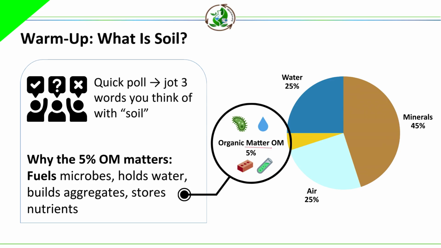Even though organic matter, or OM, is only about 5% of soil by volume, it's the energy and glue that keeps soil alive. OM comes from decaying plants and microbes. It fuels the soil food web, from microbes and earthworms up to plants, and it holds water like a sponge, keeping soil moist through dry spells. It also acts like glue. It helps particles form stable aggregates, and it stores nutrients like nitrogen, phosphorus, and others that plants need later.